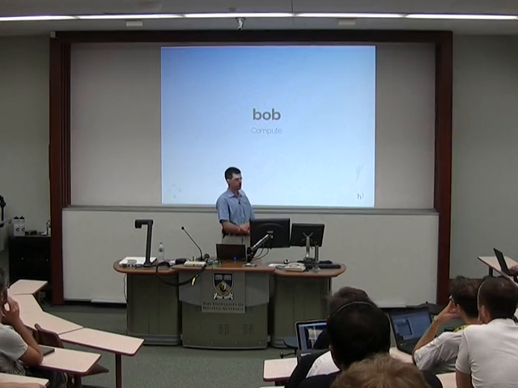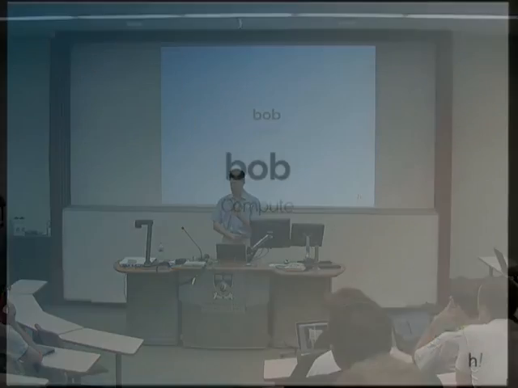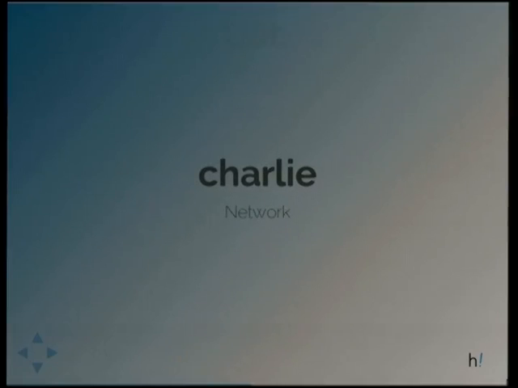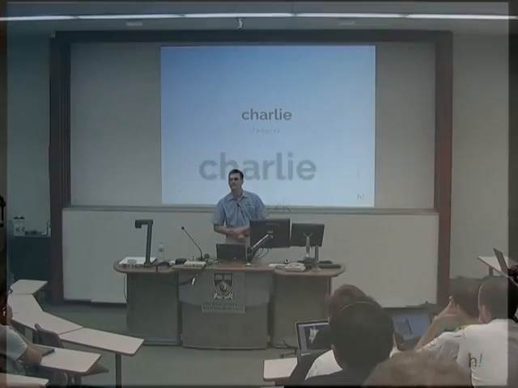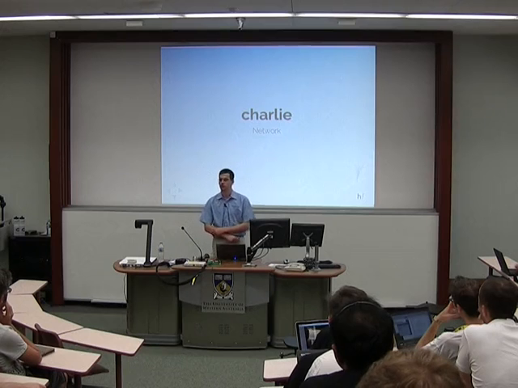Then we have a node named Bob. Bob is going to be our compute node. So Bob's going to be the thing where we're actually firing up virtual machines. And then we have Charlie, that's going to be our network node. Some of you may have noticed, those of you who have already fired up those virtual machines, Charlie is the only one that has an additional network interface configured.